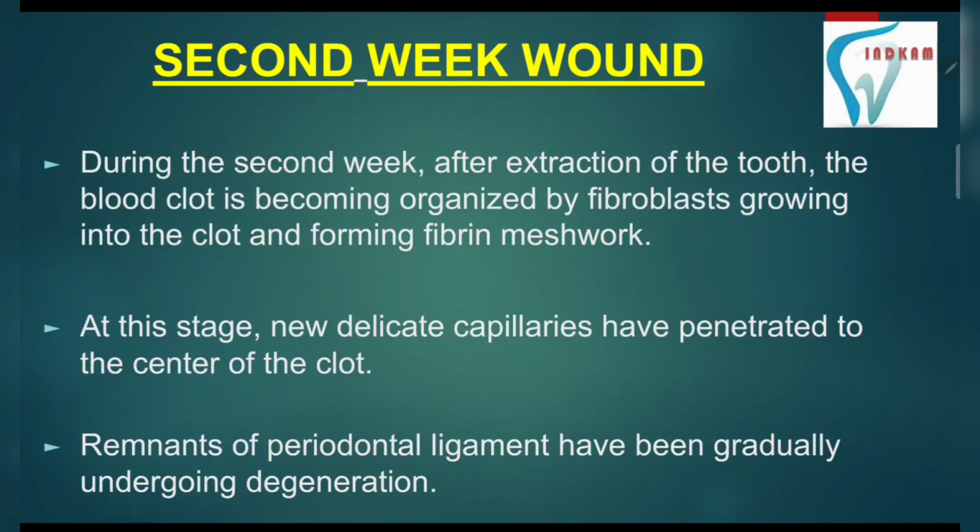Now, let's see what changes occur during the 2nd week of the wound. During this 2nd week, after extraction of the tooth, the blood clot is becoming organized by fibroblasts growing into the clot and forming a fibrin meshwork. At this stage, new delicate capillaries have penetrated to the center of the clot, and the remnants of the periodontal ligament have been gradually undergoing degeneration.